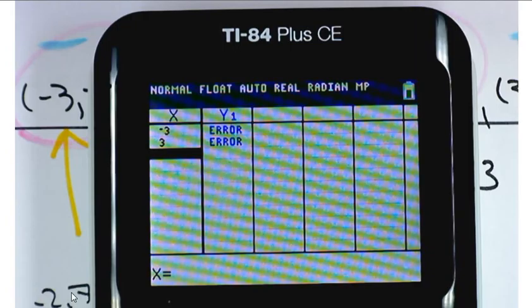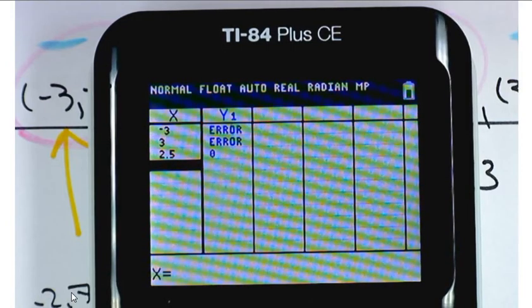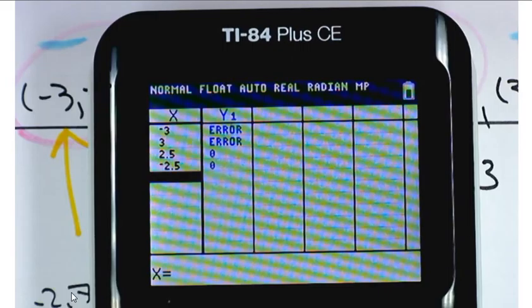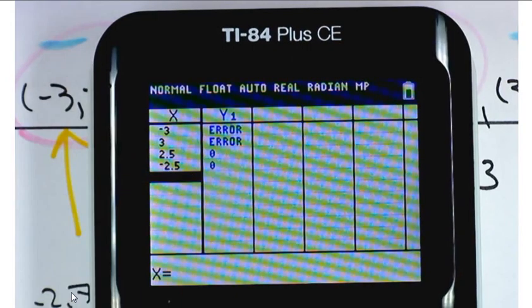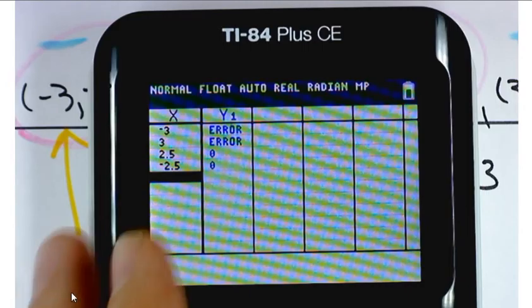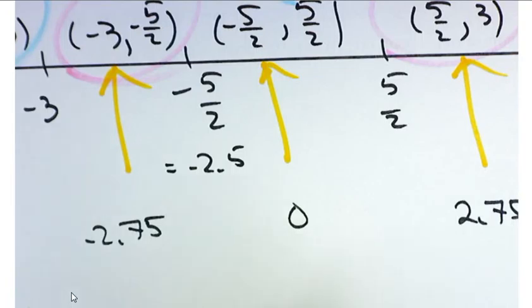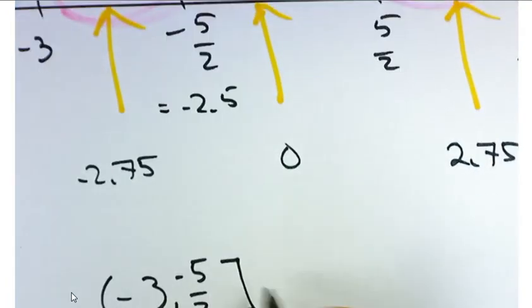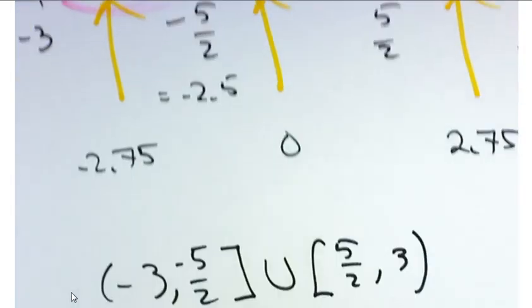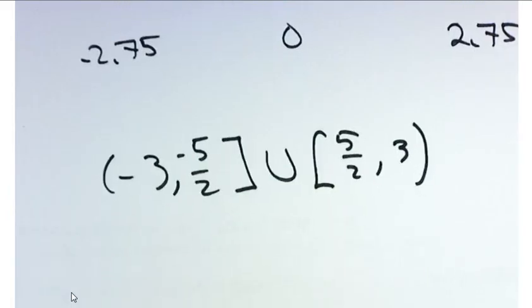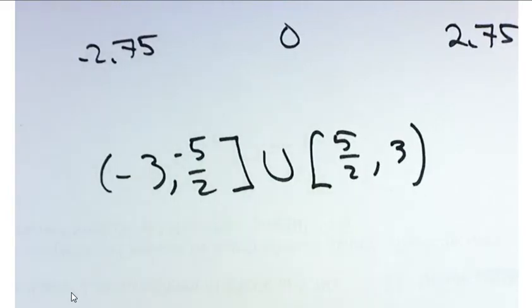How about negative 5 halves or 5 halves? We get a 0. Negative 5 divided by 2. So you get a 0. 0 works because 0 is less than or equal to 0. So we're okay with those. We can use those. So overall, it should be negative 3 to negative 5 halves, bracket, union, 5 halves to 3, bracket. So that should be your final answer.